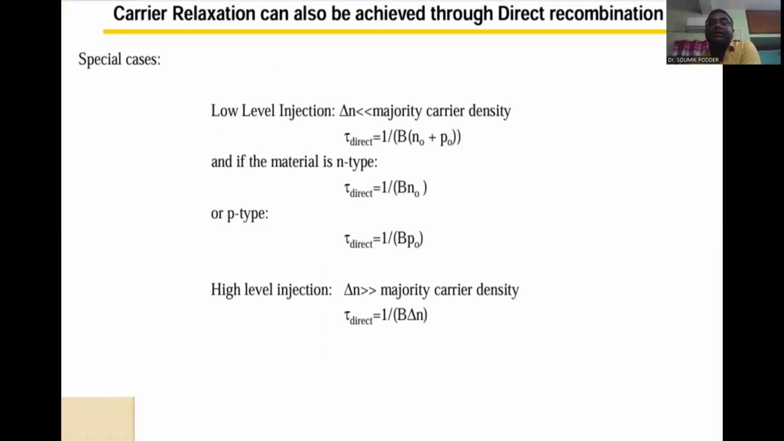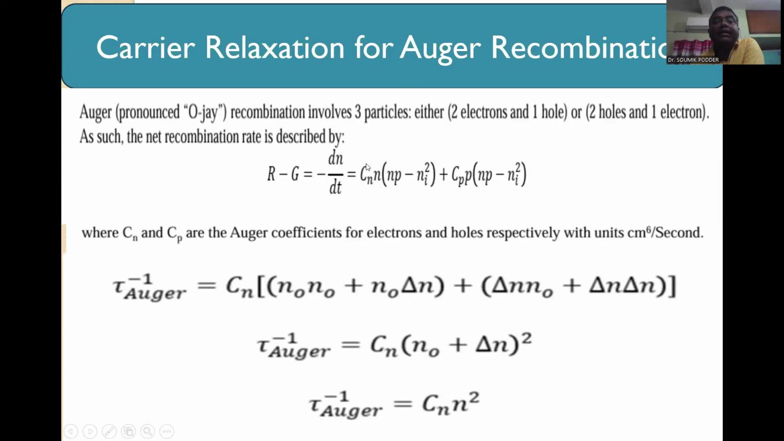Carrier relaxation is also achieved through direct recombination. For low level injection, there is a direct minority-majority carrier density, 1 by B (n naught plus p naught). This is the lifetime for the direct recombination: 1 by B n naught for electrons, and for the holes, 1 by B p naught. For high level injection, delta n is much greater than the majority carrier density. In that case, tau will be 1 by B delta n, because n naught will be replaced by delta n.